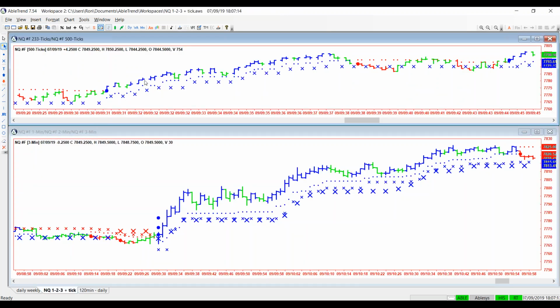All right, let's take a look at an intraday chart. Very popular with Abletrend is the day trade. Although, it doesn't matter, Abletrend works just as well. It's just as accurate for stocks, for futures, for Forex, for day trading, swing trading, end of day, longer term, whatever you want to do.